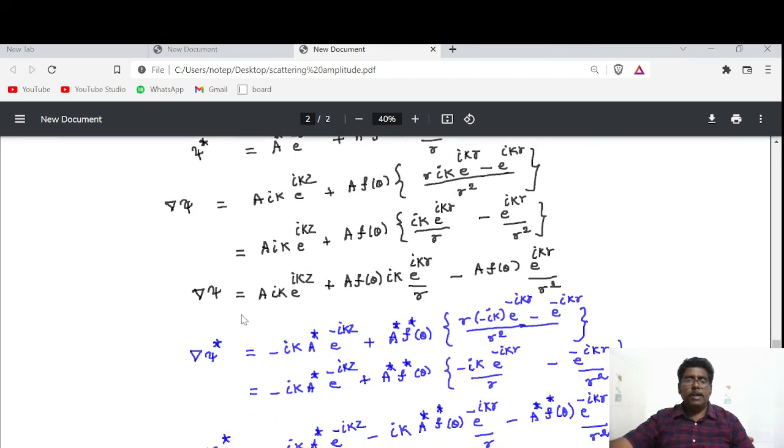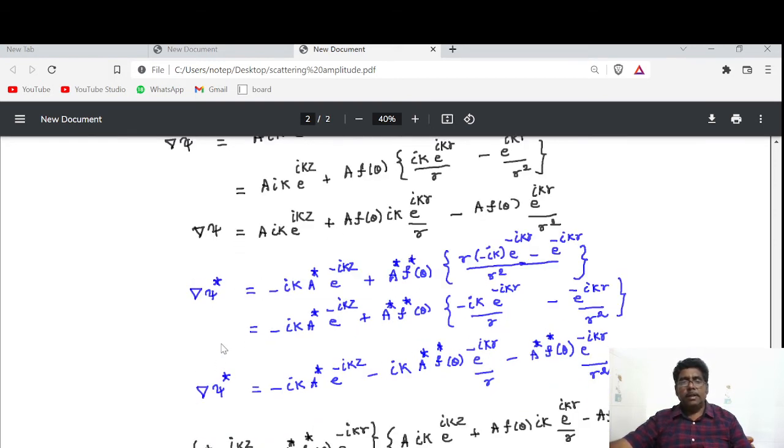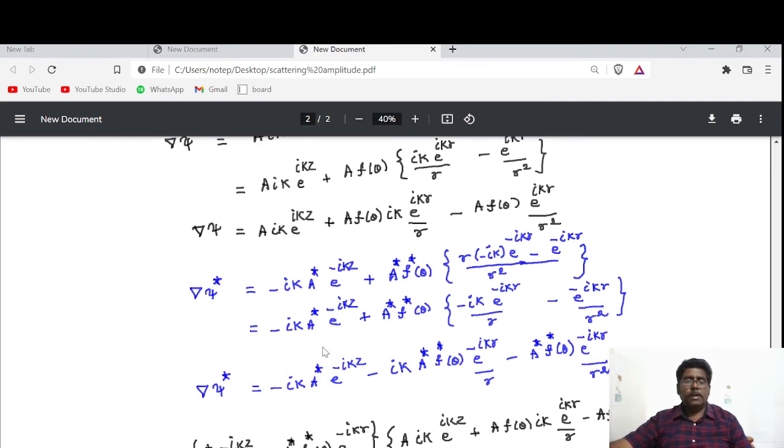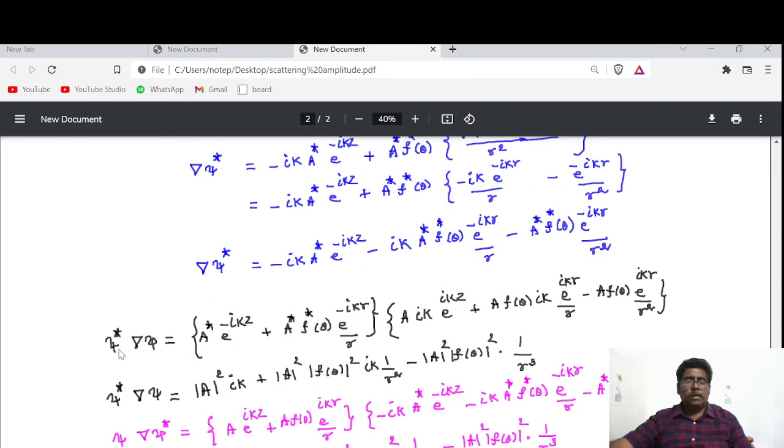In the same manner, we arrived at the value of grad psi star. Then this is the value of grad psi star. Now find out the value of psi star grad psi. This is the value of psi star. This is the value of grad psi. Now multiply the first term with this.